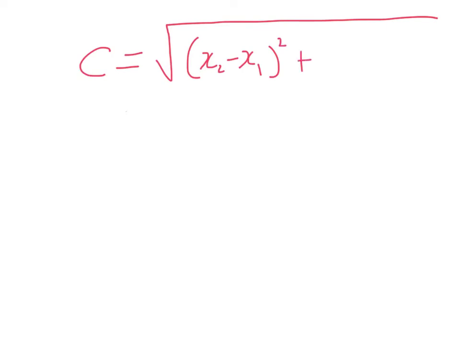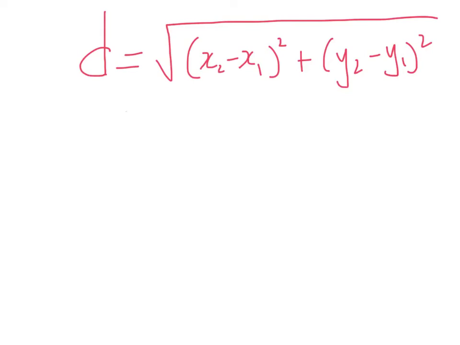C is equal to the square root of x2 minus x1 all squared plus y2 minus y1 all squared. And that's it. This is our formula. Except all we're going to do is change it, because instead of using C, which we use for triangles, we're going to use D, because D represents our distance. All right, D represents our distance.